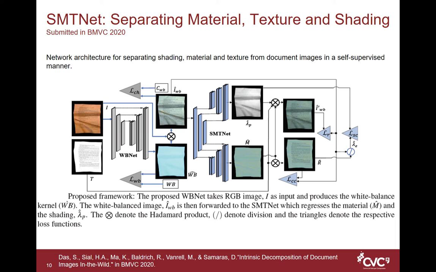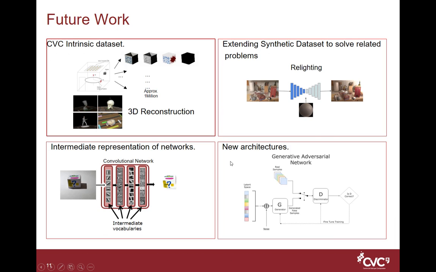With this dataset, we also introduce an architecture to estimate the shading, material, and texture in a self-supervised manner. The first architecture takes the color image and predicts the white balance image. The second architecture takes the white balance image and the texture map as a weak signal to predict the material, texture, and shading from the single image.